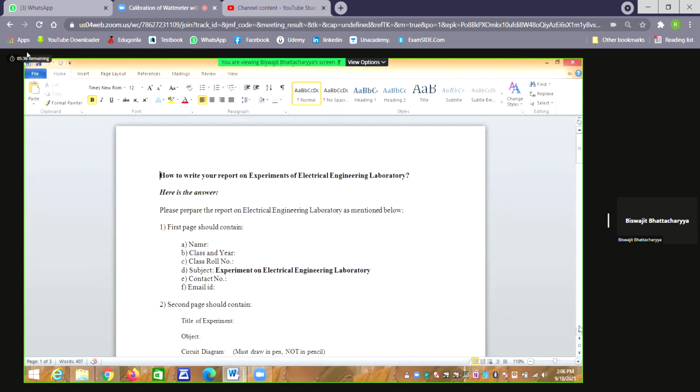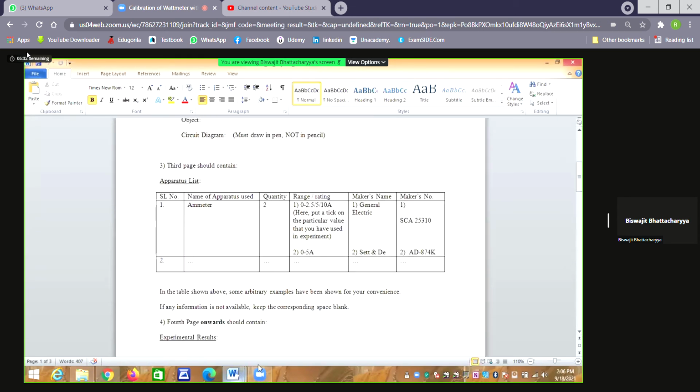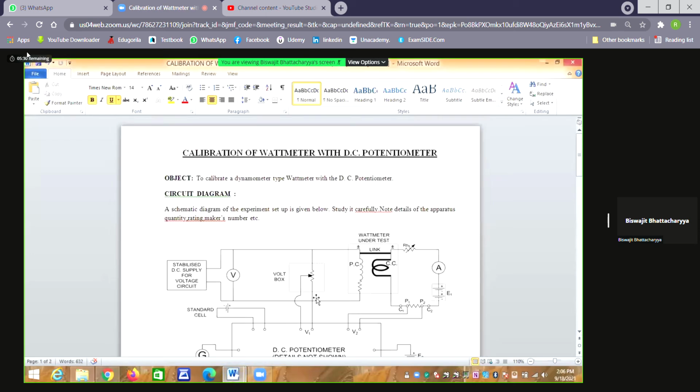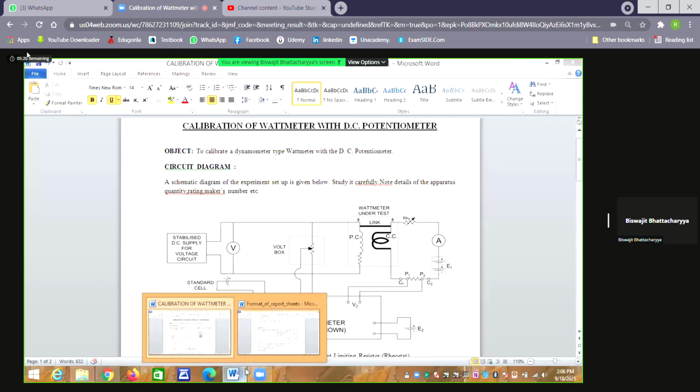Just 1 minute. How do you get quantity 2? From the circuit diagram we get quantity. So 1 ammeter here and any other ammeter? No, in that case, only 1 ammeter. But I have written 2 because of a particular reason.